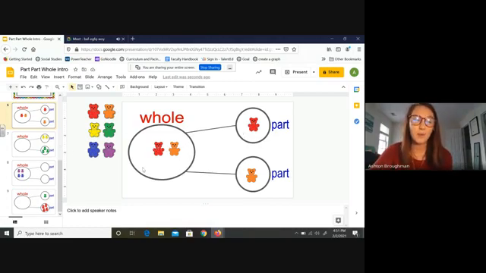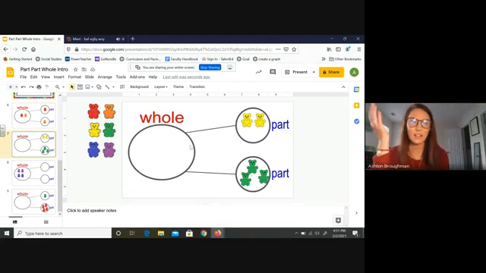So that was an example where we knew the whole and we had to figure out what our different parts were. Let's look at another example. So it's the same math, but what do you notice? What is different about this one? That's right. We don't know the whole. We know the two parts, but we don't know what the whole is.